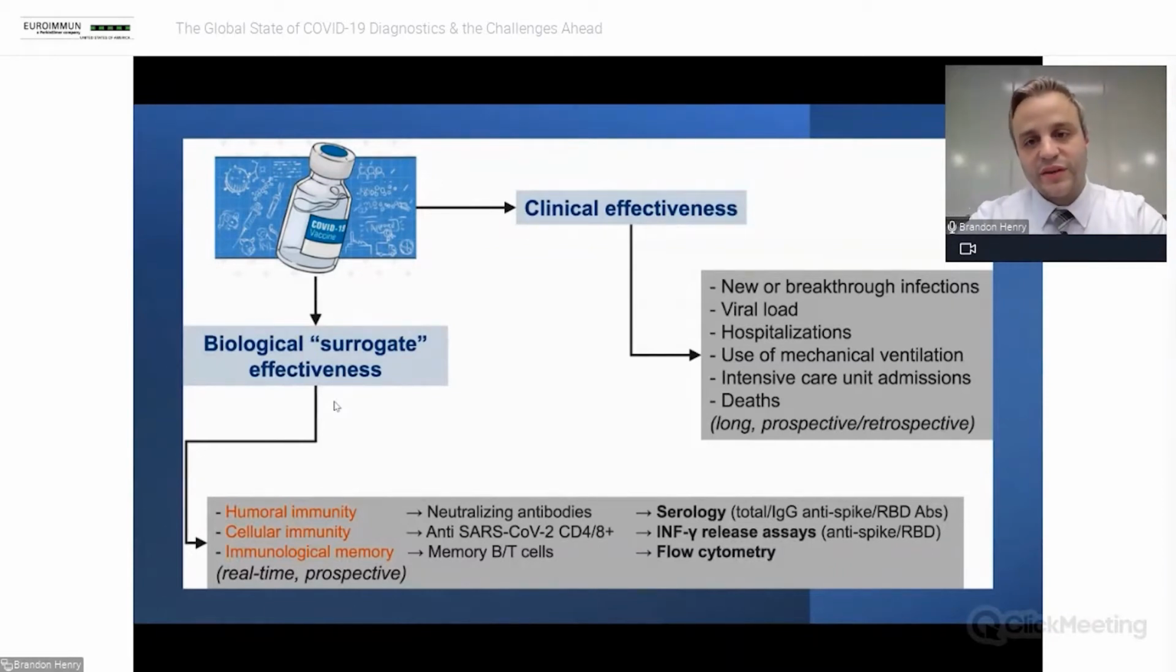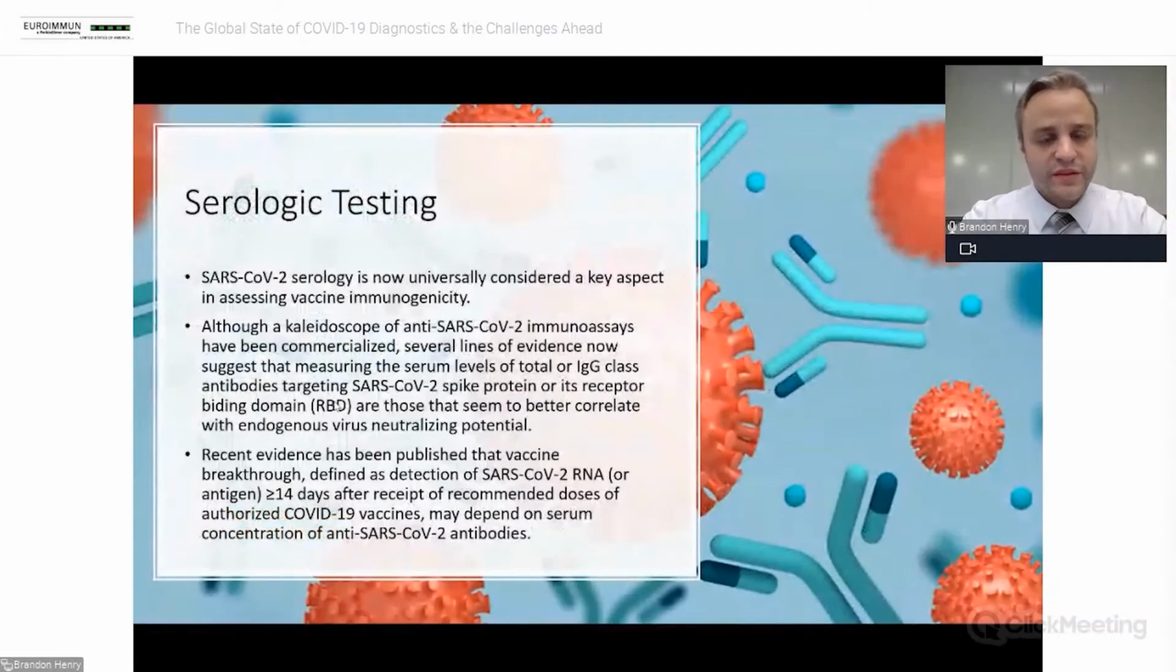So on the other hand, where clinical effectiveness takes a long time, biological effectiveness can be real time. It can be prospective. It can be cross-sectional. So it gives us a much faster assessment of immunity within the population. So let's talk about these three forms of measures of biologic efficacy. SARS-CoV-2 serology is now universally considered a key aspect in assessing vaccine immunogenicity.